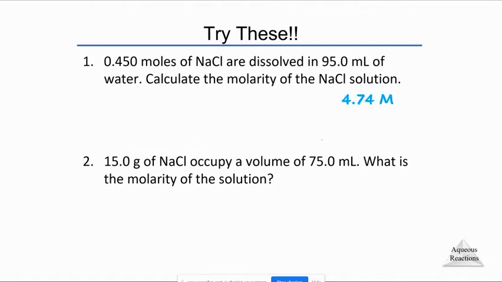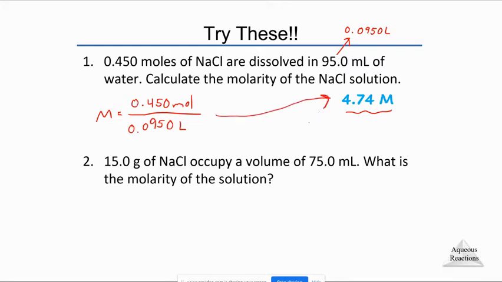So for this first problem, hopefully you came up with 4.74 molar solution. Again, molarity is equal to moles of solute. In this case, our solute is salt, or sodium chloride, 0.450 moles. And then our volume is 95 milliliters. Now remember that we have to have the volume in liters. So we're going to convert this to liters: 0.0950 liters. And that's what's going to go on the bottom. Thinking about significant figures, by the way, both of these measurements have 3 sig figs, and so my final answer should have 3 significant figures.